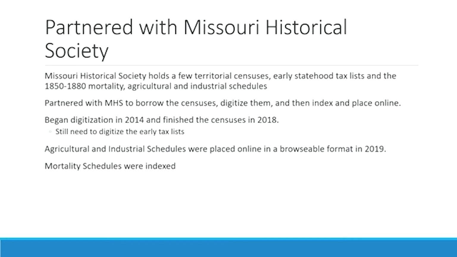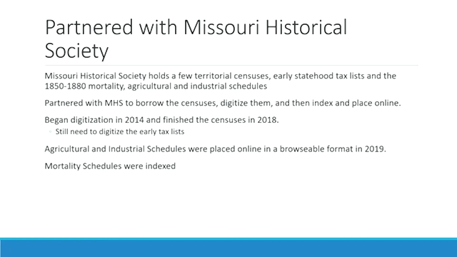To do this, we partnered very early on with the Missouri Historical Society in St. Louis. They hold a number of territorial censuses, early statehood tax lists, and the largest set that we're interested in, the 1850 to 1880 mortality, agricultural, and industrial schedules. We were able to partner with them to borrow the censuses, digitize them, and then work to index them and place them online. We began this digitization in 2014, and we finished the censuses in 2018. We have not yet digitized the early tax lists, but we'll be starting that in the new year.